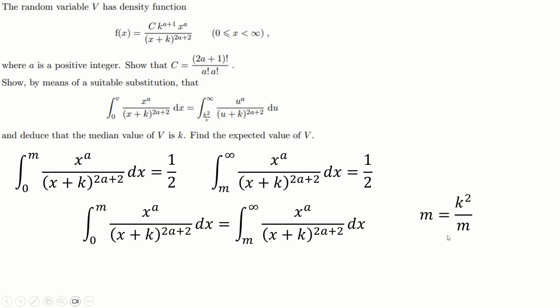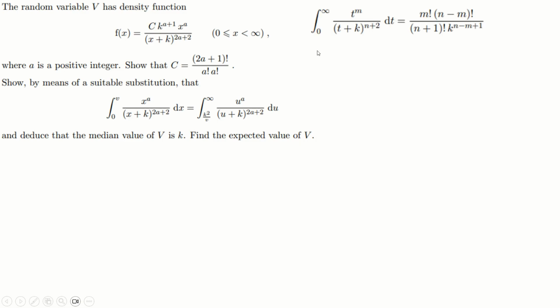And therefore, when we multiply by m and take the square root, we have m equals k would be a suitable median, which is quite an interesting question, I guess. And then the expected value of v, of course, the expected value is the integral of x times the probability density function. So it's going to be x times this in an integral. So when you multiply this by x, you just end up with x to the a plus 1.